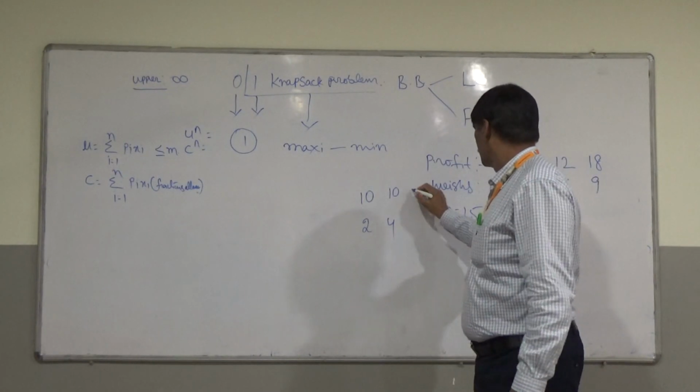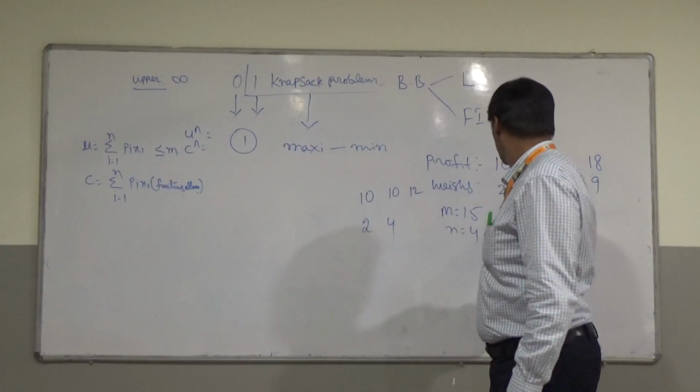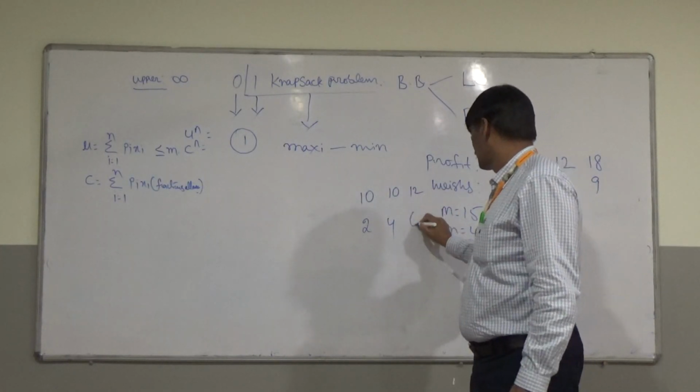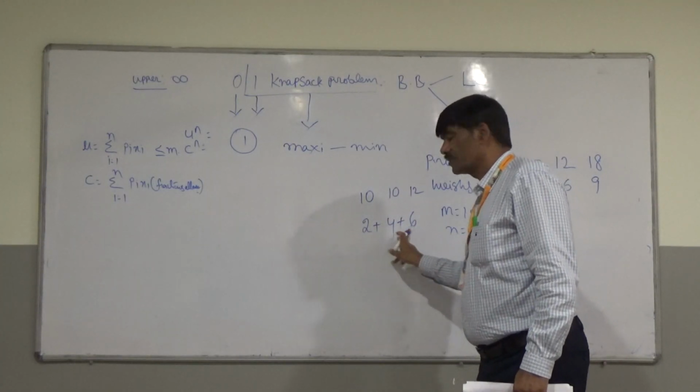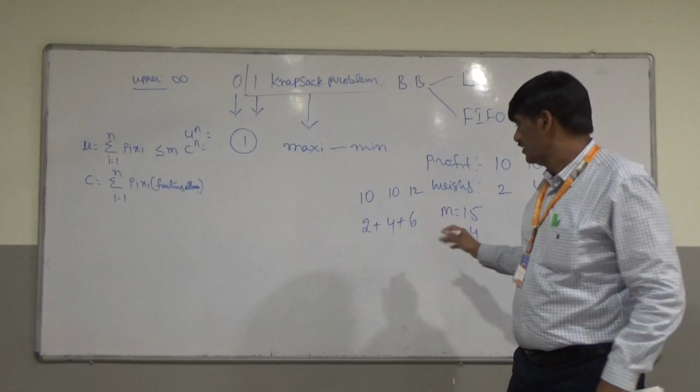Next, consider the third one. Here the particular weight is 6 kgs. So up to now, 2 plus 4 plus 6 means the total is 12 kgs completed out of 15.